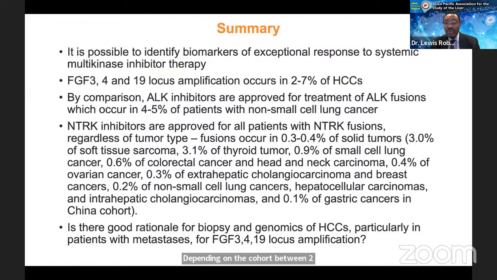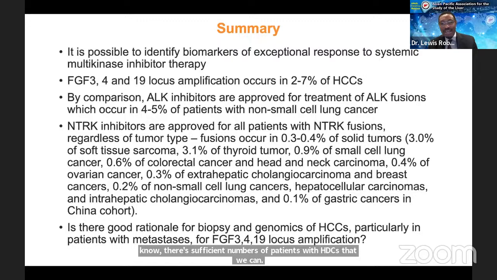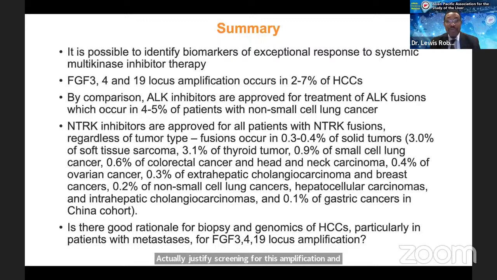Now, someone would say, and when Professor Kudo and his colleagues actually published their paper originally, they had observed this amplification in about 2% of their initial cohort. And they said, boy, we wonder whether there are sufficient numbers of patients with HCCs that we can actually justify screening for this amplification and treating patients based on their presence of this amplification.